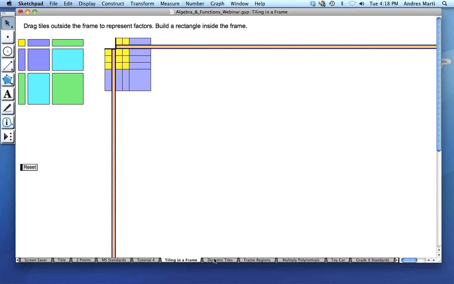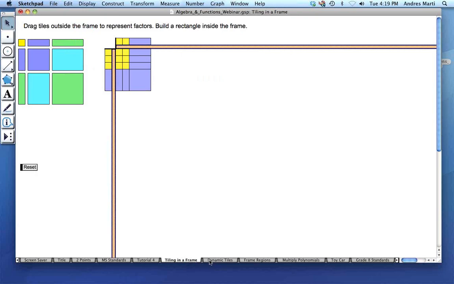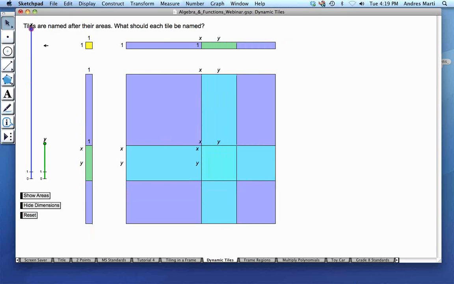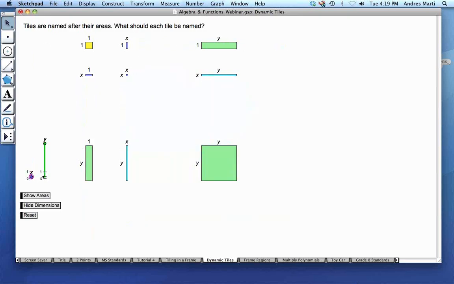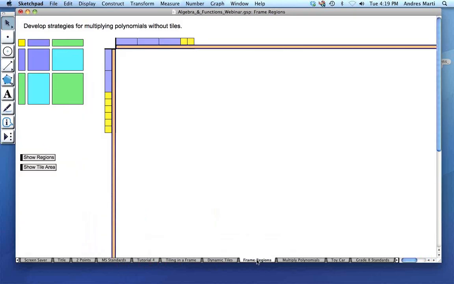But what makes it more interesting in Sketchpad is that the tiles, unlike lab gear where they're always the same length, here you can really have the tiles represent any variable value. So, x normally looks like this, but x could be anything. You can make it really long or really small, and that's going to change. x squared can be less than x, depending on the value of the length of x. And similarly, you can change the values of y. So this allows for looking at these things in a dynamic way.